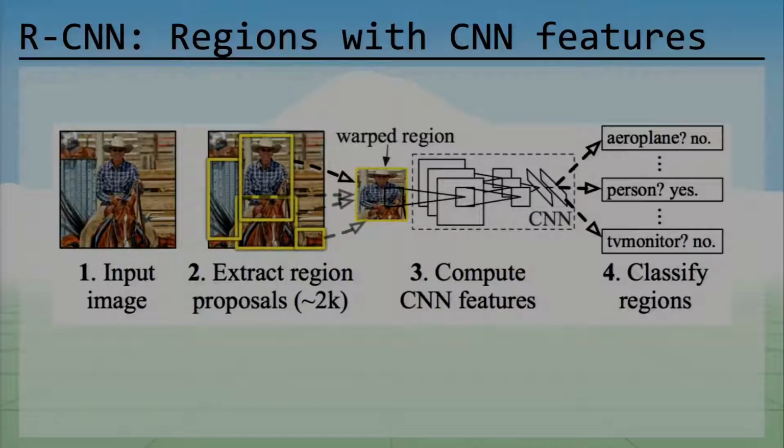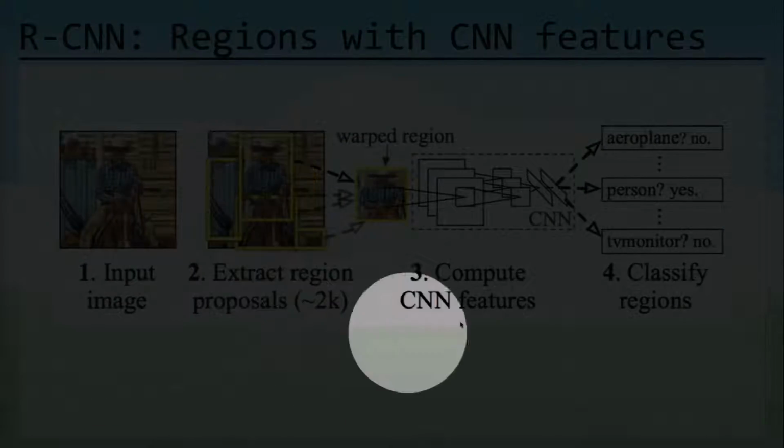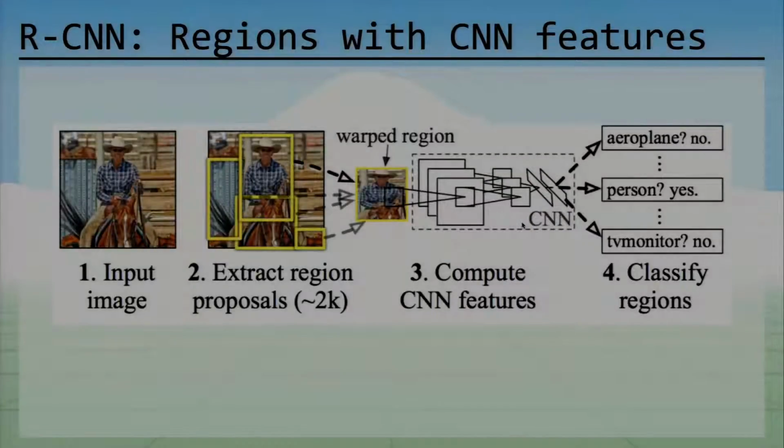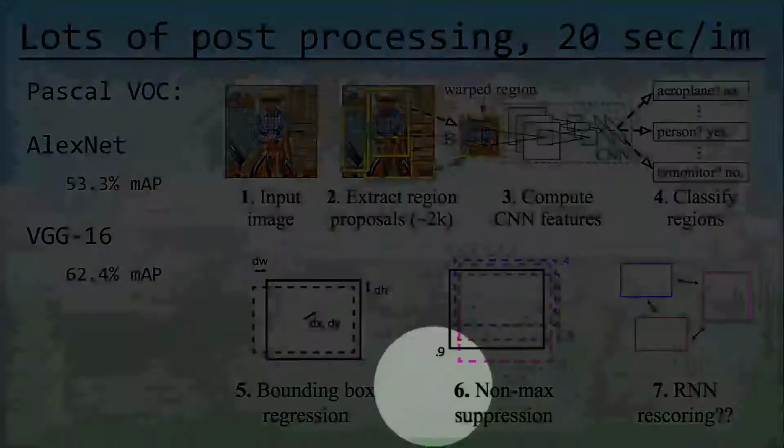And this is, in some ways, pretty similar to the old way of doing computer vision, where we have this long pipeline: we have this input image, we extract these region proposals, we look at each of these regions and classify them into person or dog or cat or whatever. And in practice, there are more steps in this pipeline.